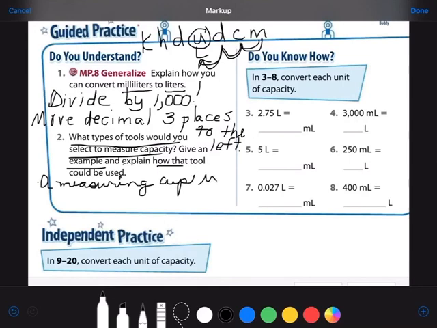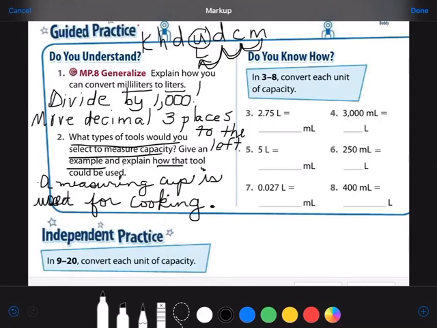Explain how would you use it? You'd use it for cooking. A measuring cup is used for cooking. Take a second, write your sentence. Okay.